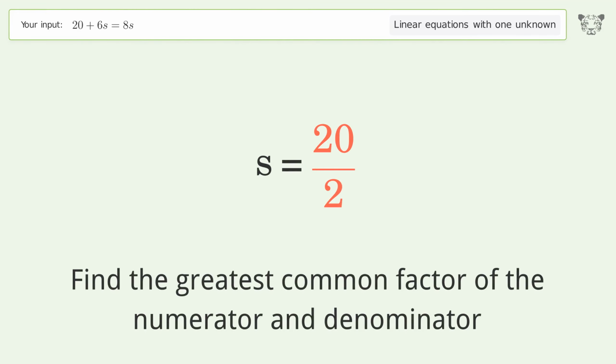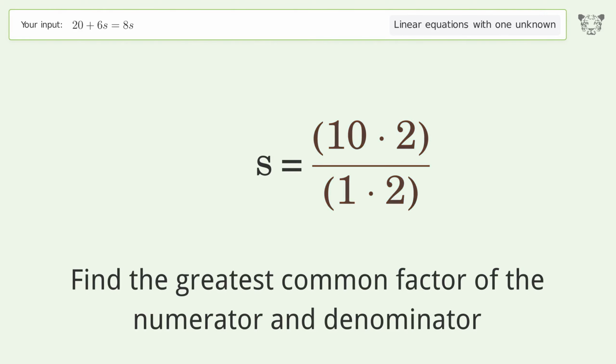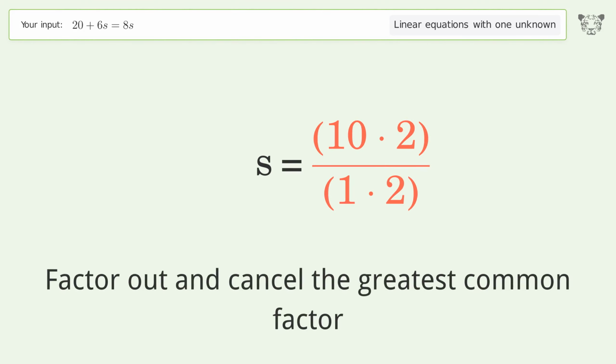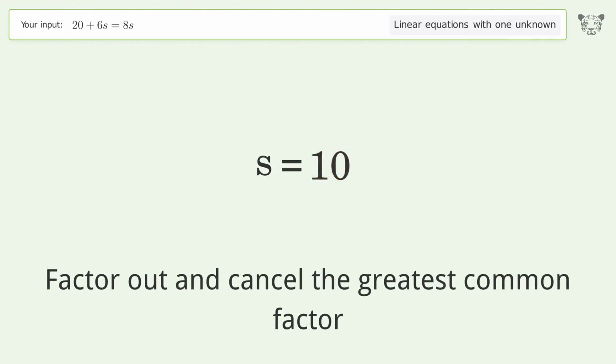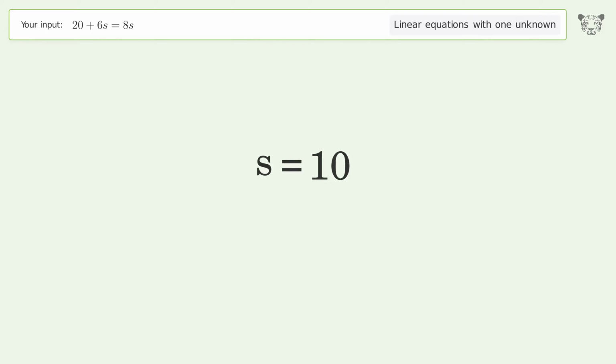Find the greatest common factor of the numerator and denominator. Factor out and cancel the greatest common factor. And so the final result is s equals 10.